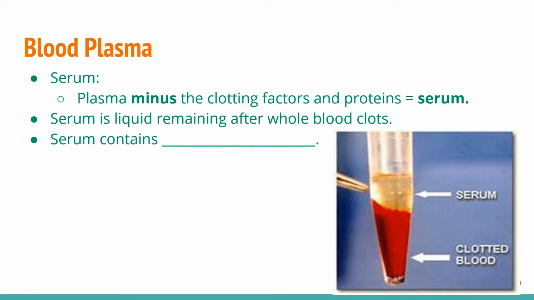Okay, so you can see here the clotted blood settling down at the bottom of the tube, and then the serum. The serum is what weeps out of you when you have a scab. After everything's clotted, you sometimes get that liquid. That's the serum. And serum contains antibodies. So that is your fill in the blank for that slide.